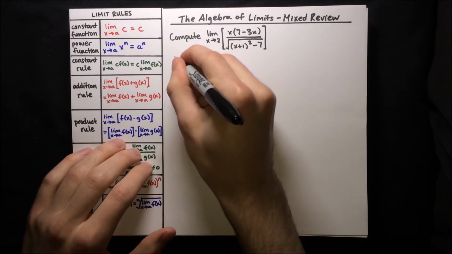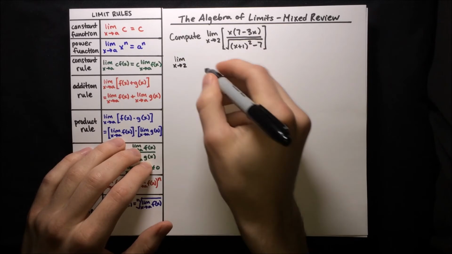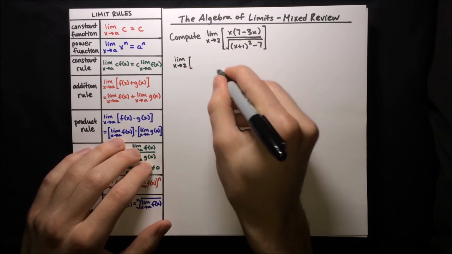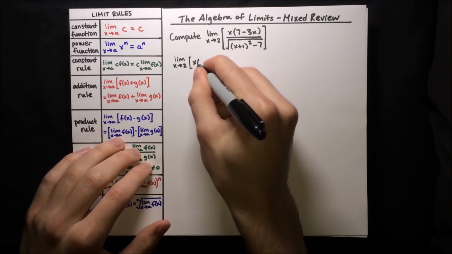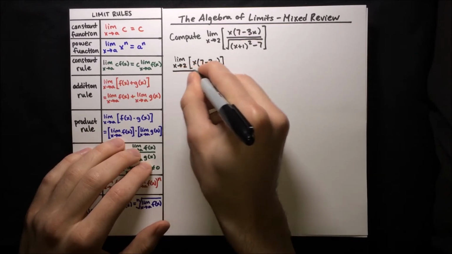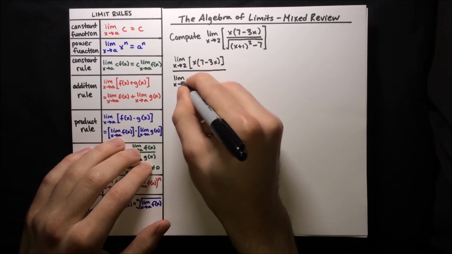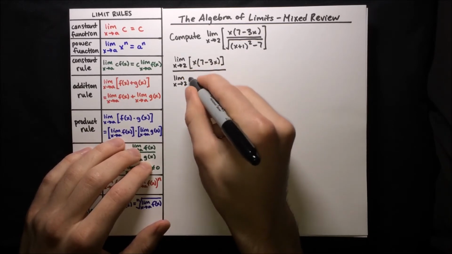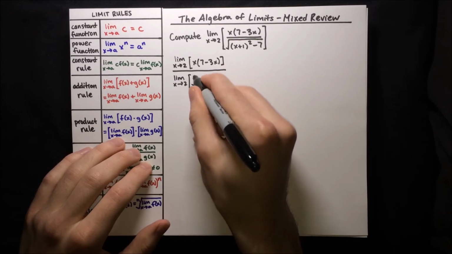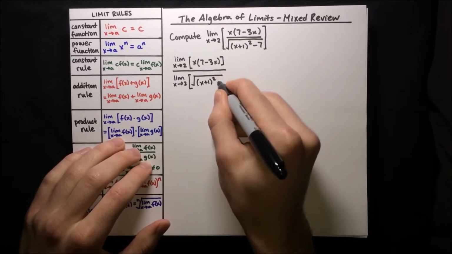So that's just limit as x approaches 2 of the numerator, so of x times 7 minus 3x, divided by the limit of the denominator. So limit as x approaches 2 of the square root of x plus 1 squared minus 7.